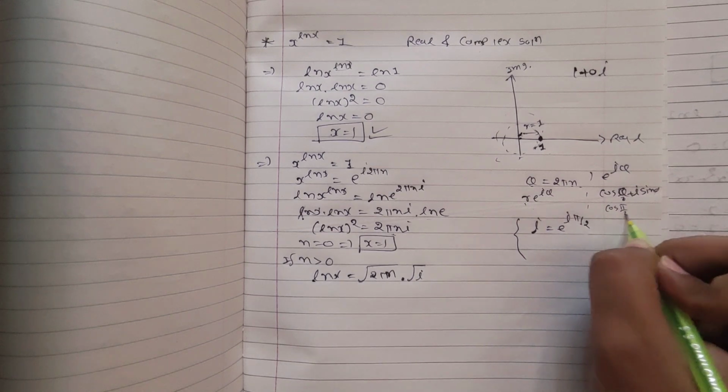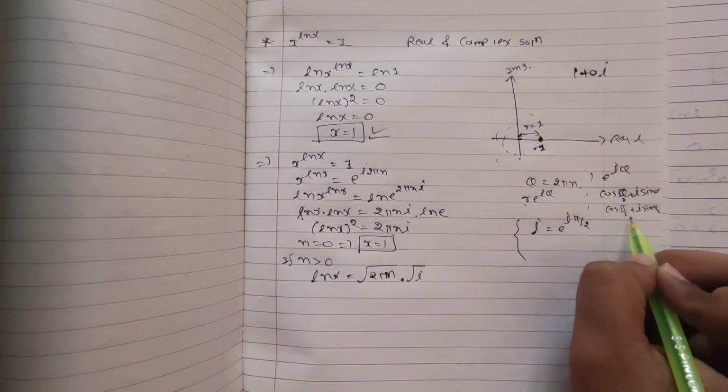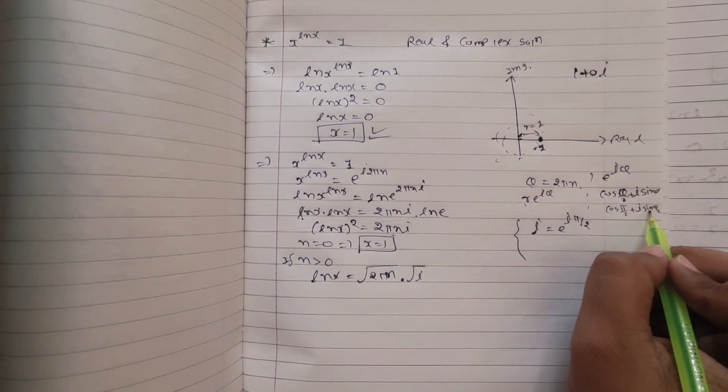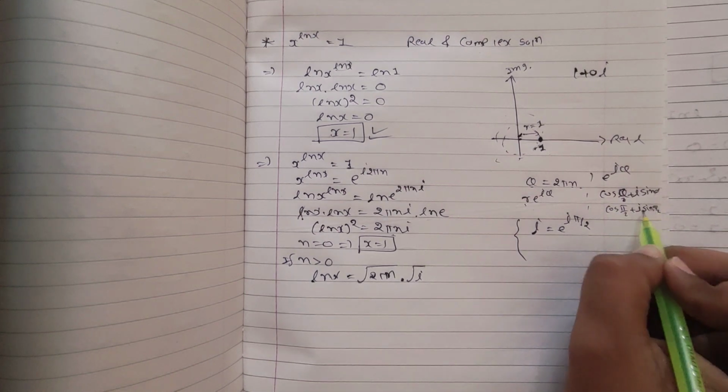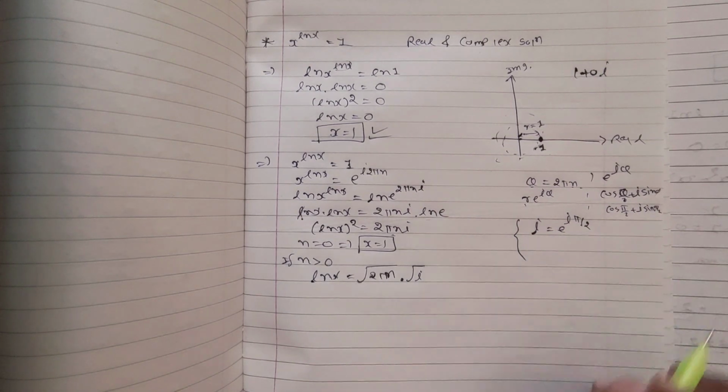So cos pi by 2 plus iota sin pi by 2. Agree? cos pi by 2 is 0 and sin pi by 2 equals 1, so I will get only iota here. That's why we have written iota equal to e raised to iota pi by 2. I hope now you got it.